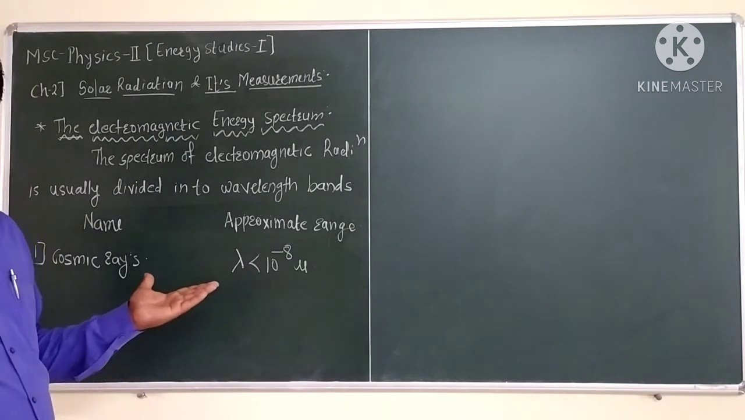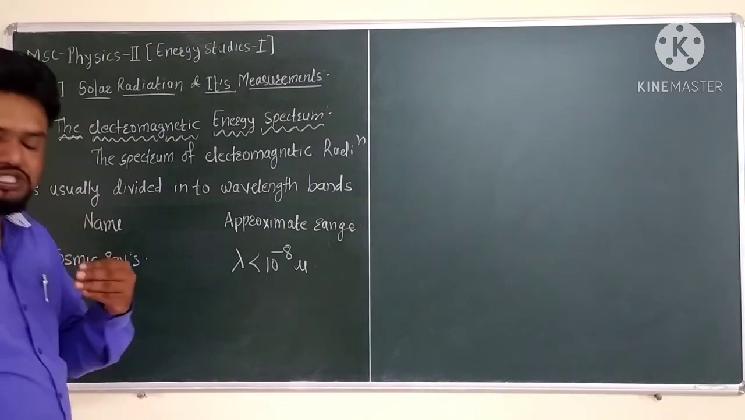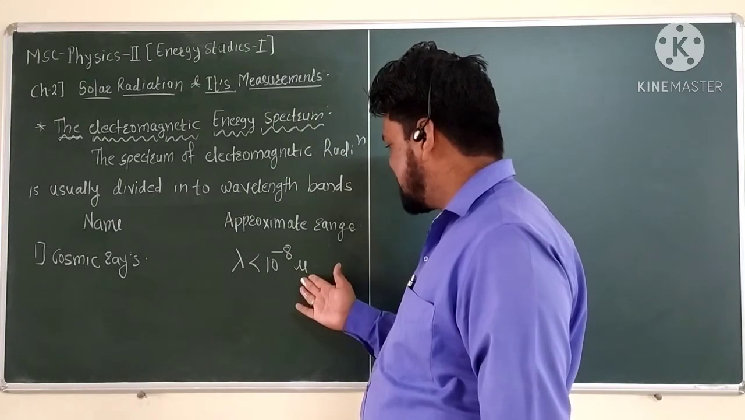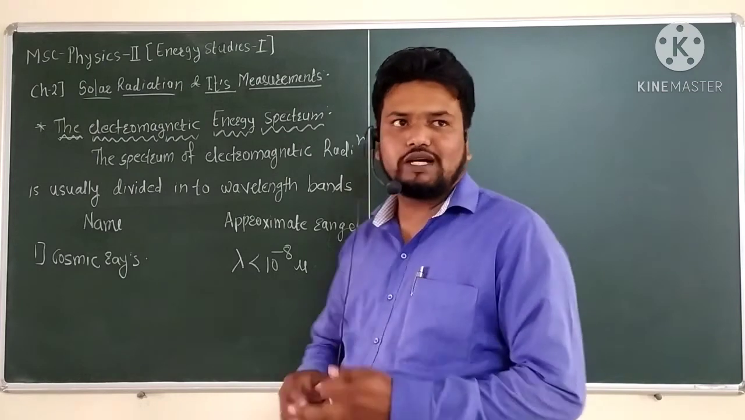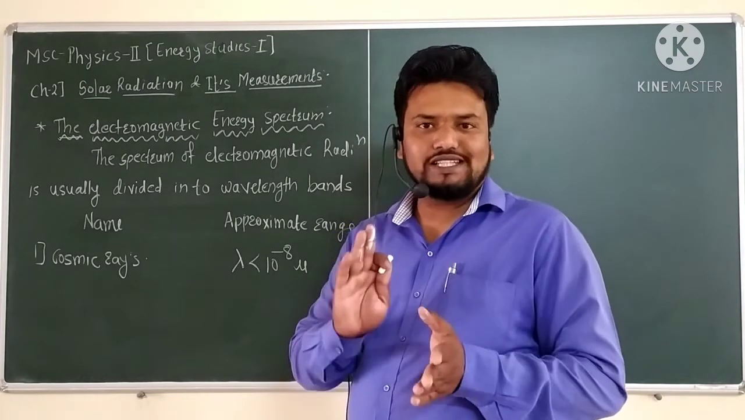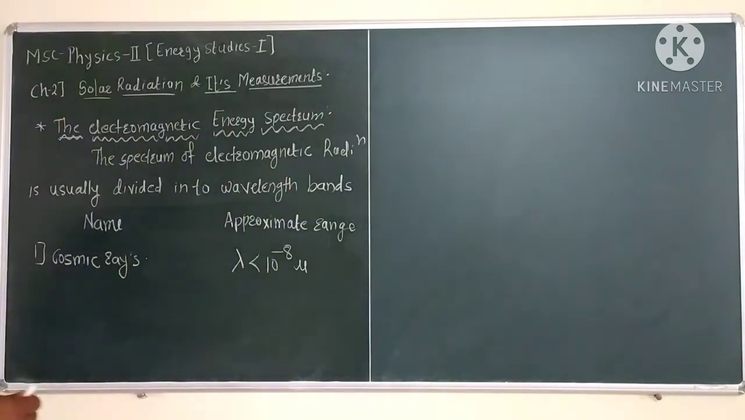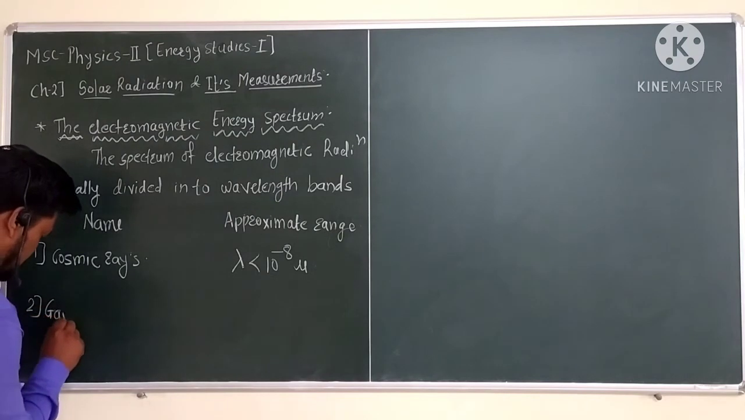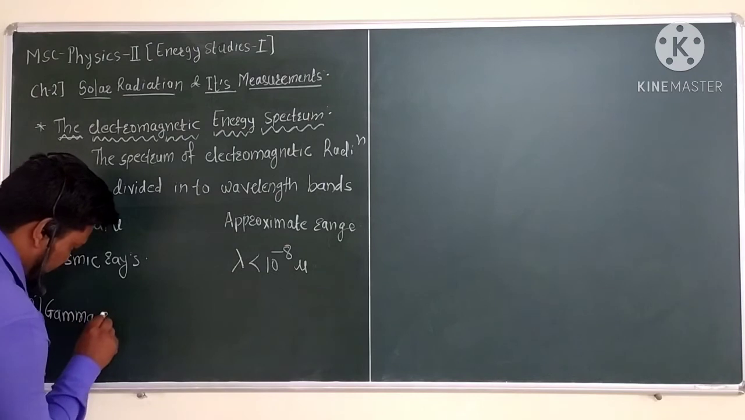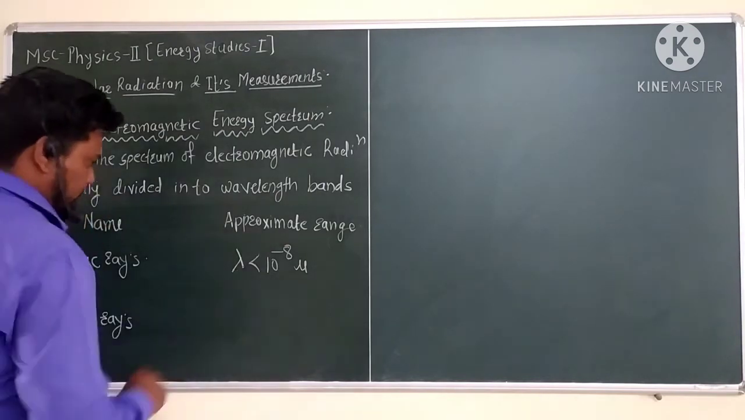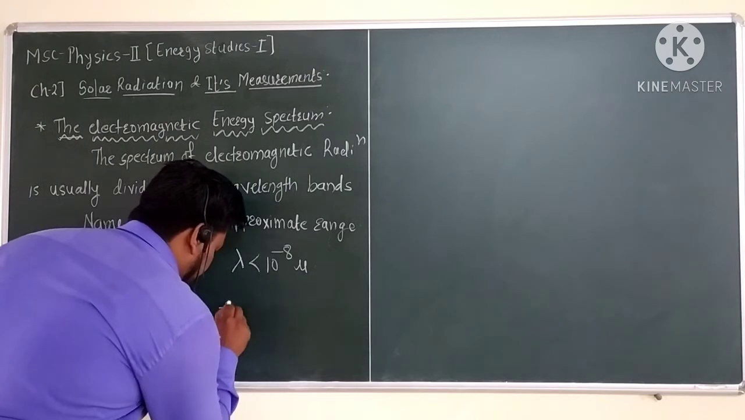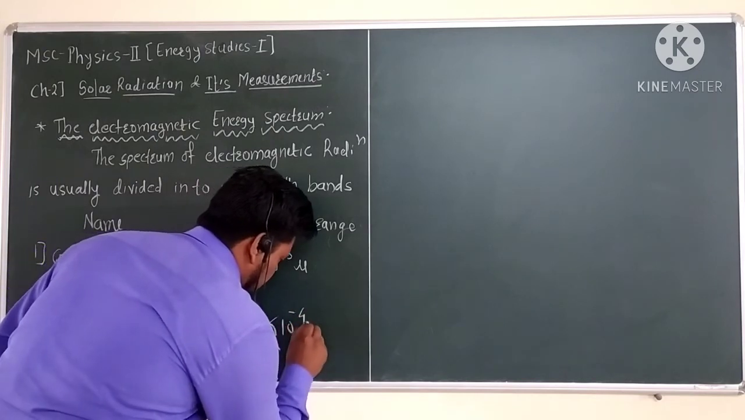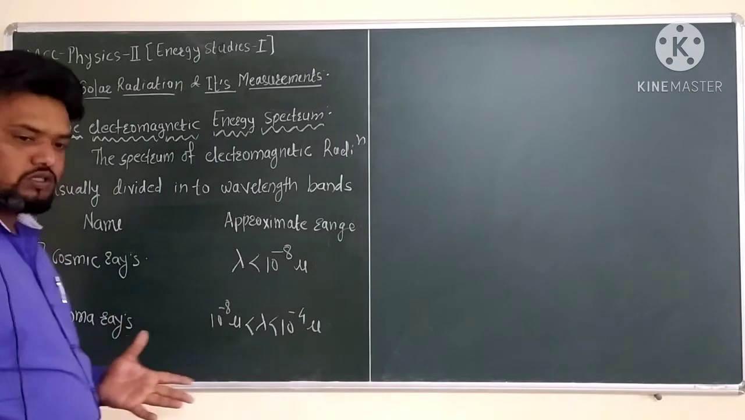Next are the gamma rays, which have a range of lambda between 10 to the power minus 8 micron and 10 to the power minus 4 micron. So this is the range for the gamma rays.